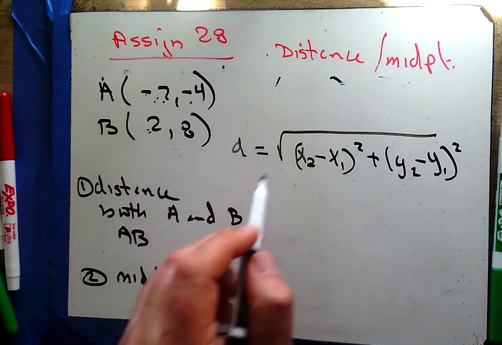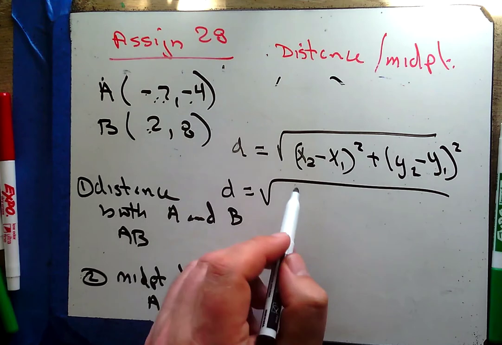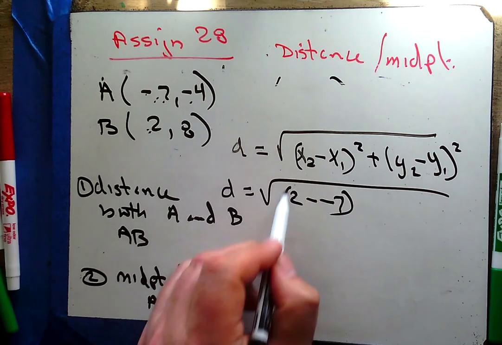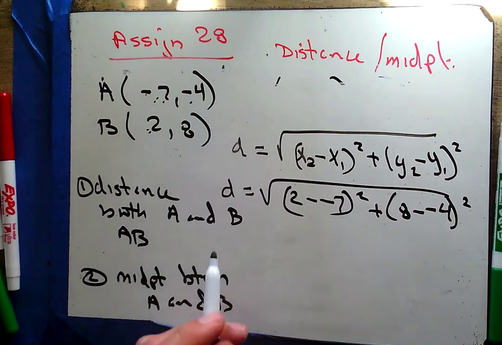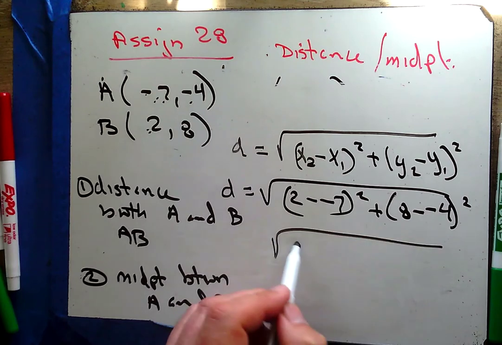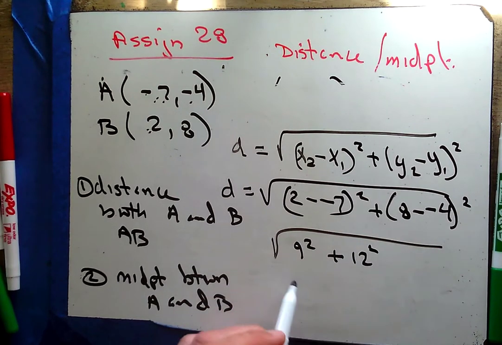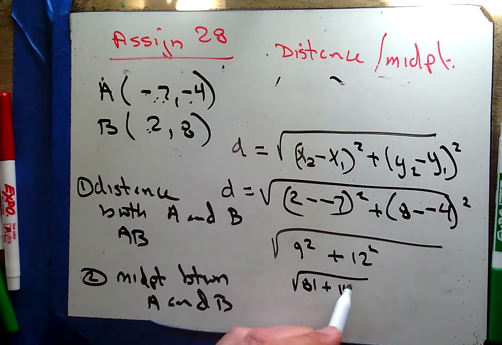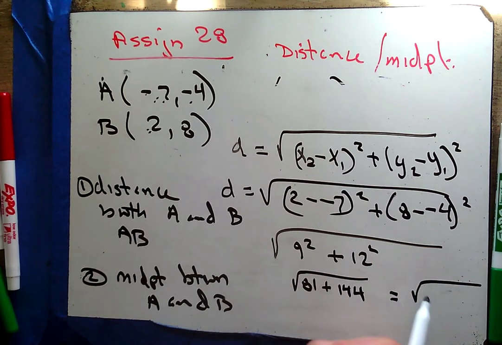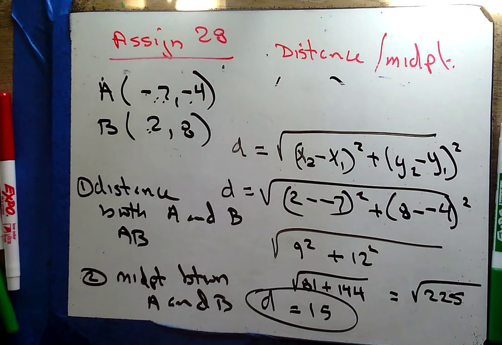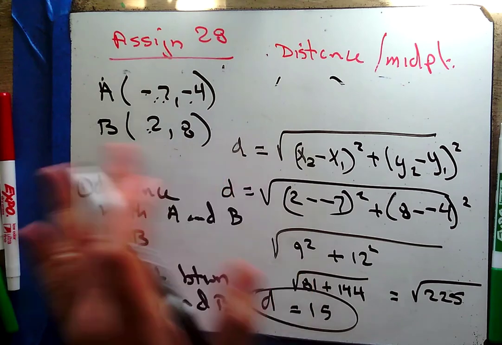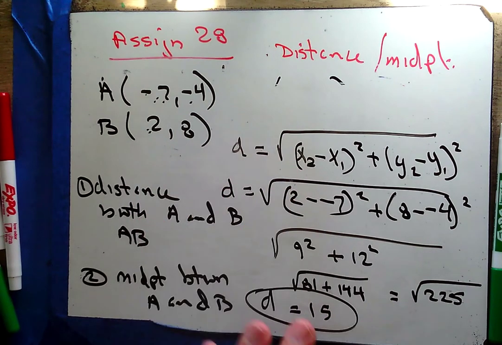Okay? So our formula then will look like 2 minus a minus 7 squared plus 8 minus a minus 4 squared. And so I get the square root of 9 squared plus 12 squared, which is the square root of 81 plus 144, which is the square root of 225. And the square root of 225, why, that's 15. So I can use my knowledge of the Pythagorean theorem to rewrite it to get the distance formula to find the distance between those 2 points.